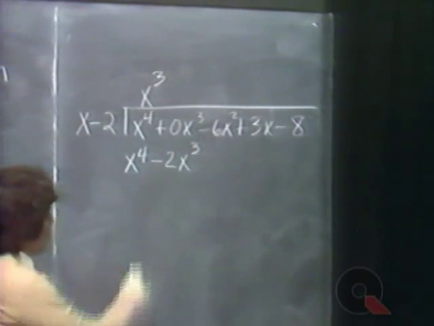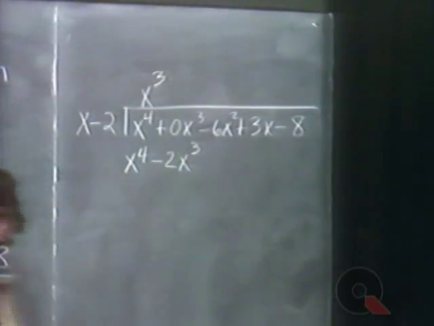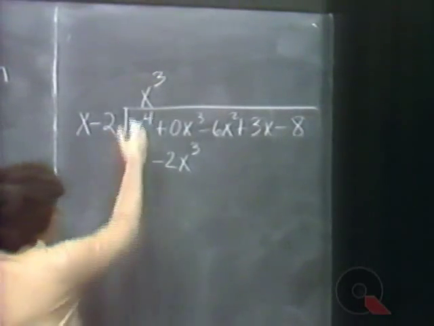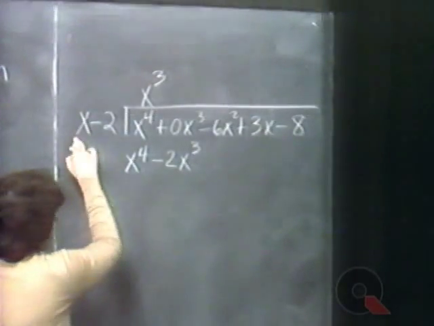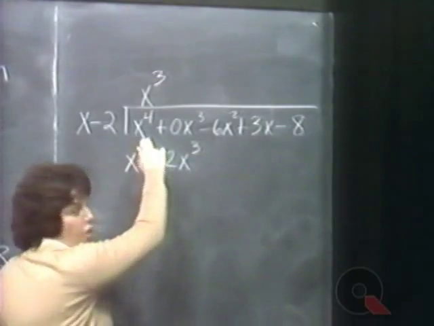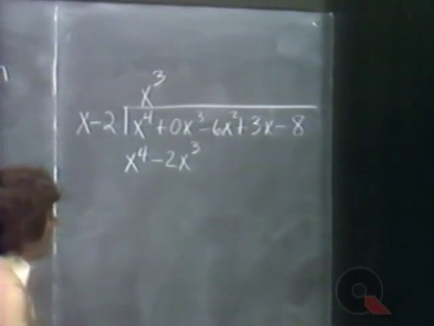It'll always work out that the first term here will be the same. The first terms will be the same. Otherwise, you've done it incorrectly. So when we subtract, we want this first term to drop out. That's why we asked ourselves, how many times does x go into x to the fourth? We put in the x cubed so that x cubed times x would give us the x to the fourth. Now we subtract.